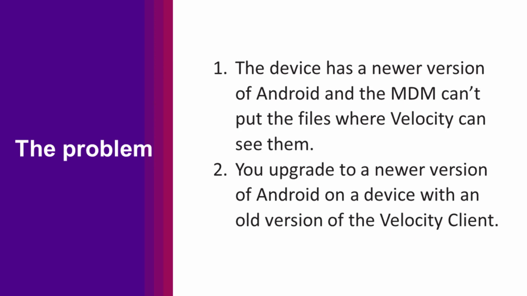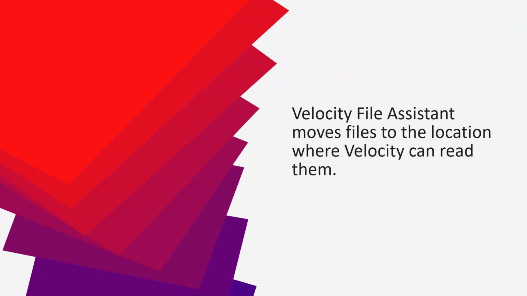Second, if you upgrade to a newer version of Android on a device with an old version of the Velocity client. If you upgrade the Velocity client first, this isn't a problem, because newer versions of Velocity that still have access to the old file location will move the files to an accessible location. But if you upgrade the OS first, the Velocity client can't read the location where configuration files were stored in earlier versions. Velocity File Assistant solves those problems by moving Velocity configuration files.